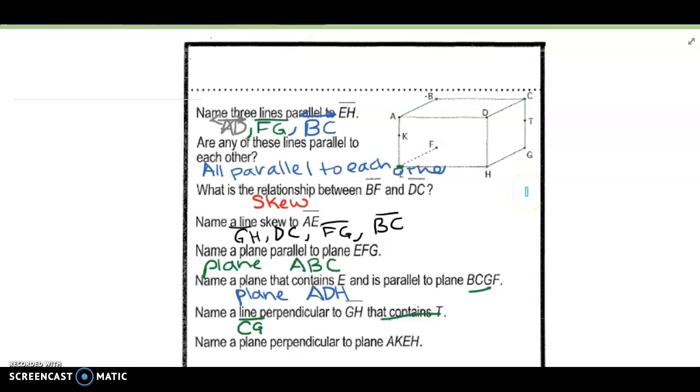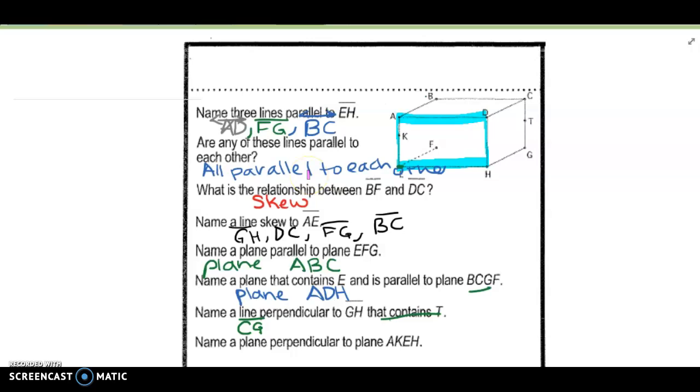All right, so last one. It says, name a plane that's perpendicular to plane AKEH. So AKEH, it's talking about this plane. We want a plane that's perpendicular to this. Okay, so I'm going to pause this. I want you to try to find it. Now, I will tell you there's more than one plane. Okay, you only have to name one plane, but I challenge you to name as many as you can. So I'm going to pause this. I want you to try, and then we'll go over it.